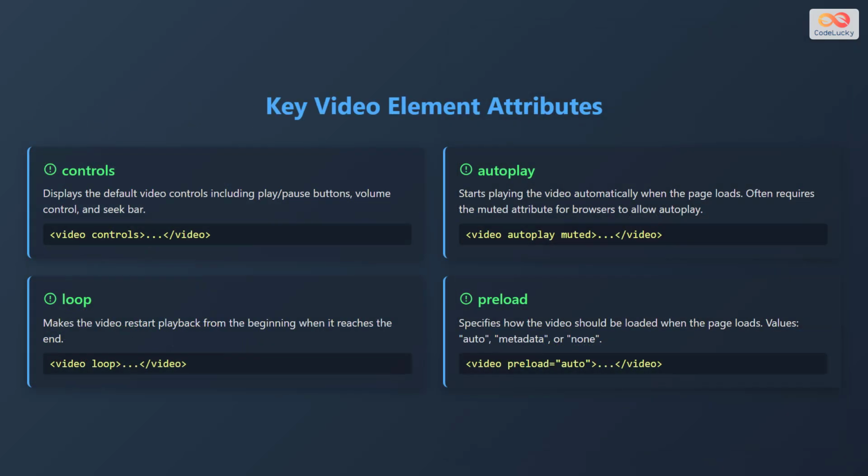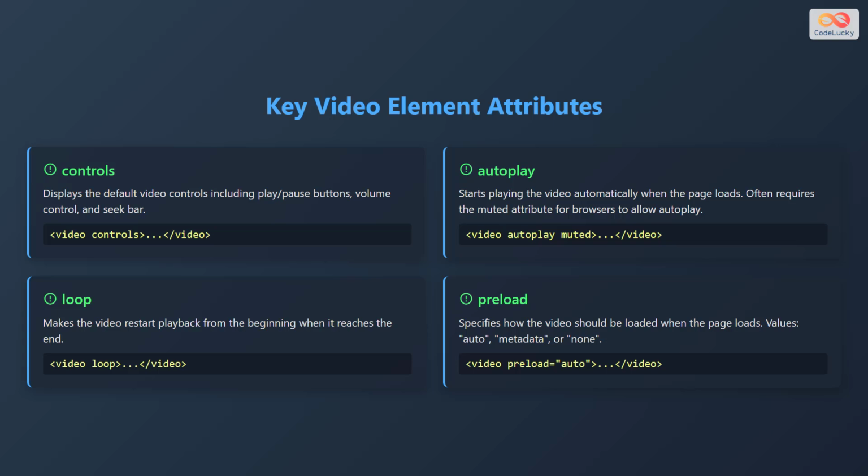Let's explore some key attributes of the video element. First, we have the controls attribute. This displays the default video controls, including play or pause buttons, volume control, and a seek bar. Next is the autoplay attribute. This starts playing the video automatically when the page loads. Note that it often requires the muted attribute for browsers to allow autoplay.